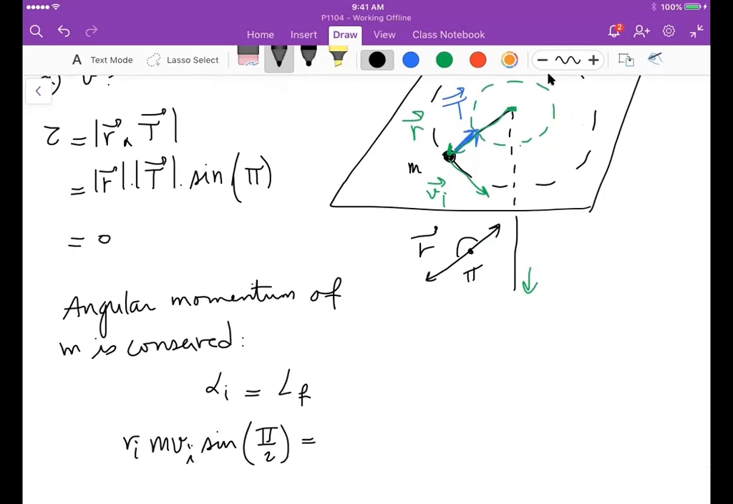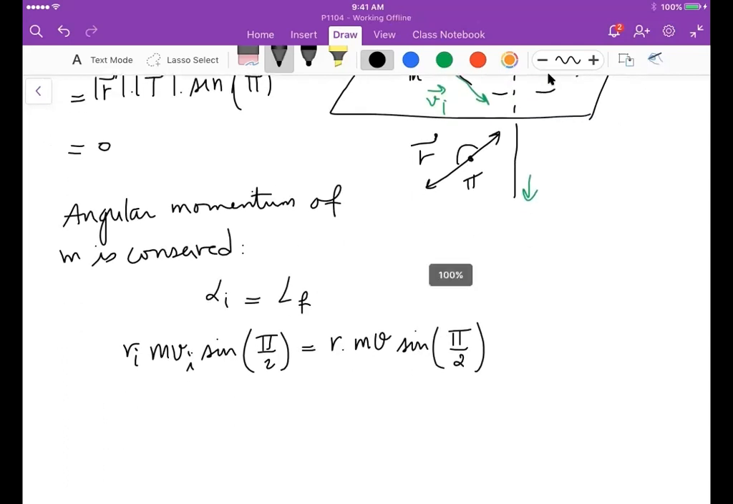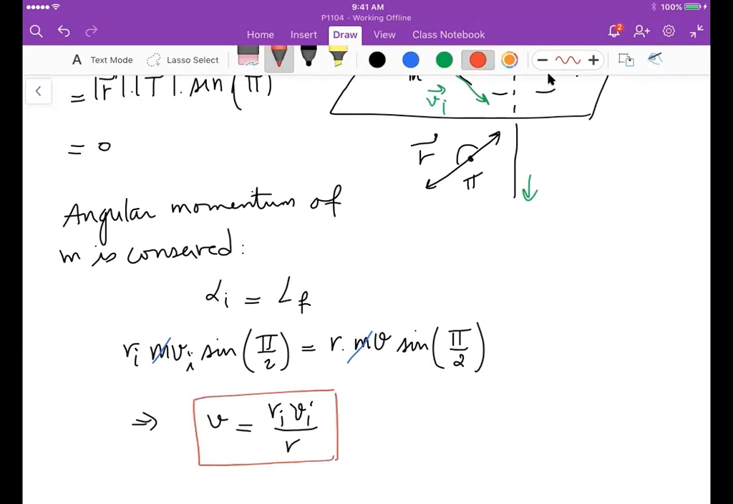And in the final situation, it's also R multiplied by MV, because in the final configuration the puck M is rotating on a circle of radius R with a speed V multiplied by sine of the angle between V and R, which is also the same thing, because even if it is rotating on a circle of radius smaller than Ri, V is tangent to this circle. So sine pi over 2 is of course equal to 1 everywhere. We can get rid of the mass term, M and M. And so finally we end up with V equals Ri multiplied by Vi divided by R. And so this is the solution to the first question.